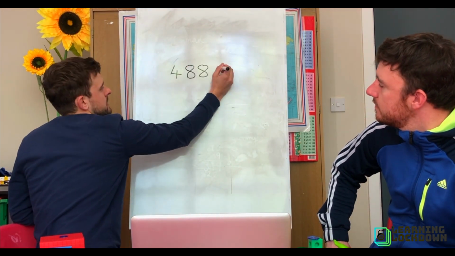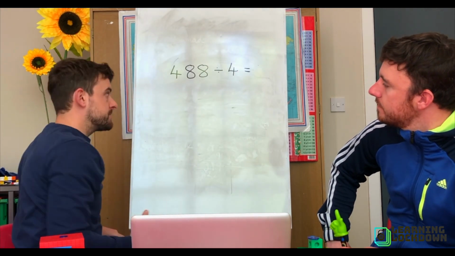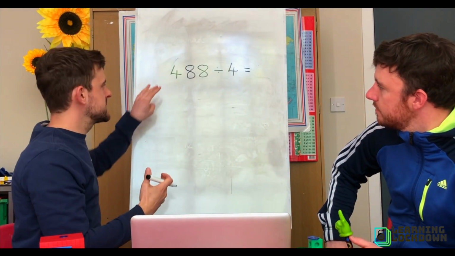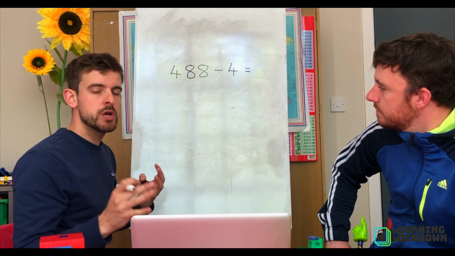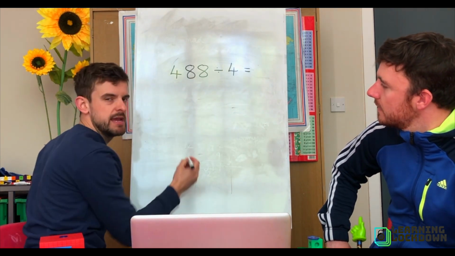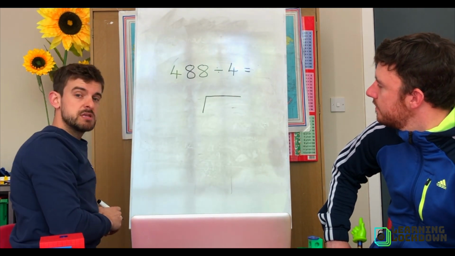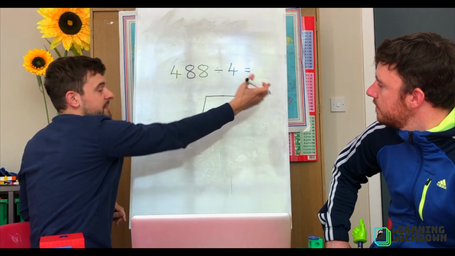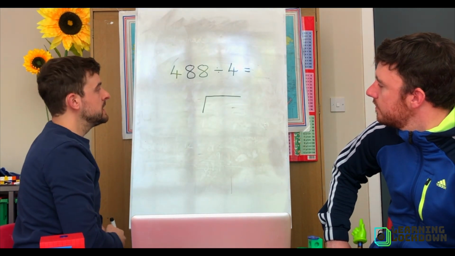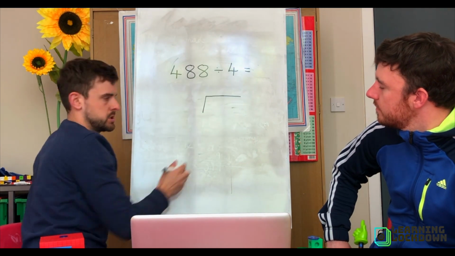488 divided by 4. Now we could break this apart into its different sections of its place value, but we're going to draw it out in what we call a bus stop. Now a bus stop looks like this in maths. Simple like that. That's the bit that goes into the ground, and there's the area that protects you from the rain. Now we always put our large number, our number that is being divided, inside the bus stop.